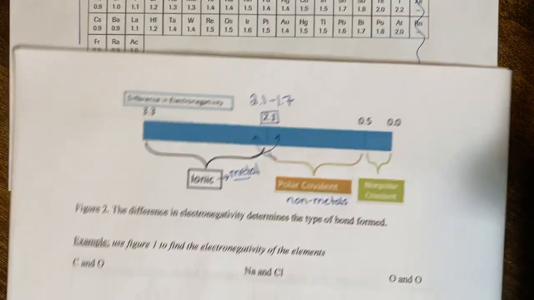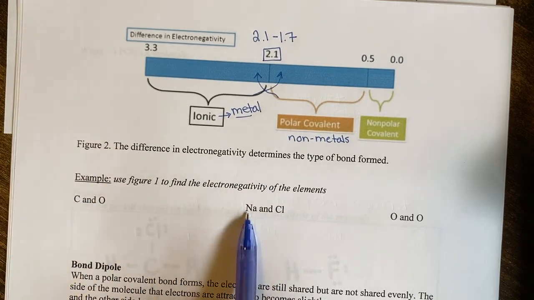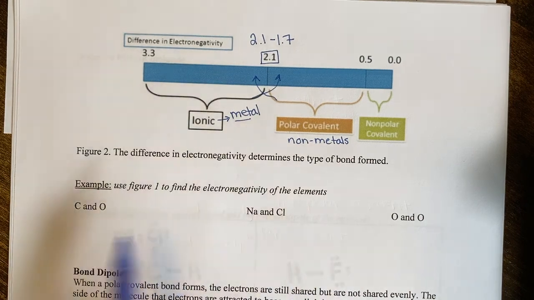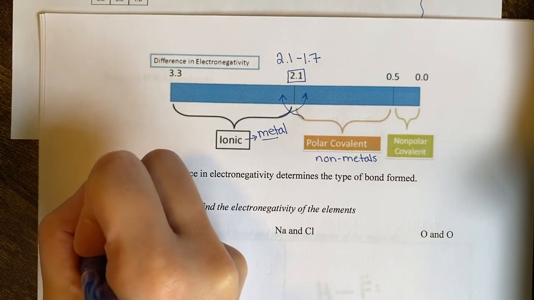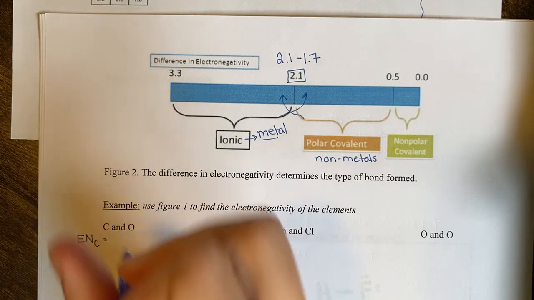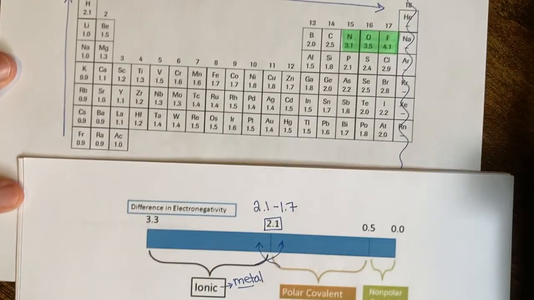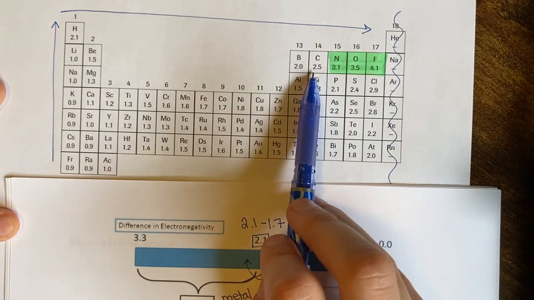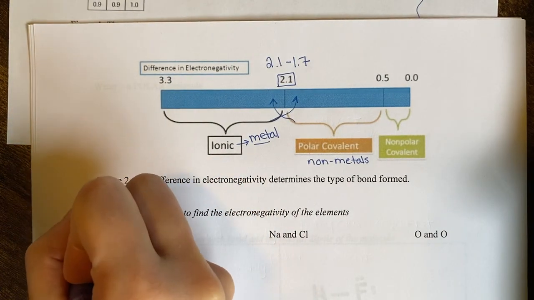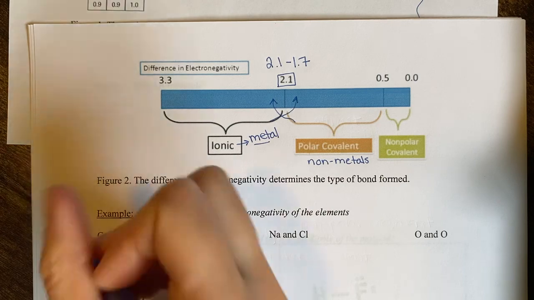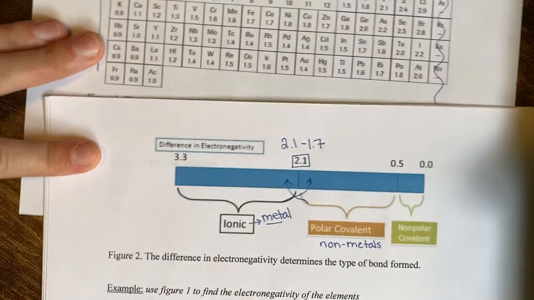So let's actually see what this looks like. We're going to look at three different examples: between carbon and oxygen, sodium and chlorine, and then two oxygens. So carbon and oxygen, first thing we're going to look up is the electronegativity of carbon. EN is the short form for electronegativity. If we look back, carbon is 2.5. The electronegativity of oxygen over here is 3.5.